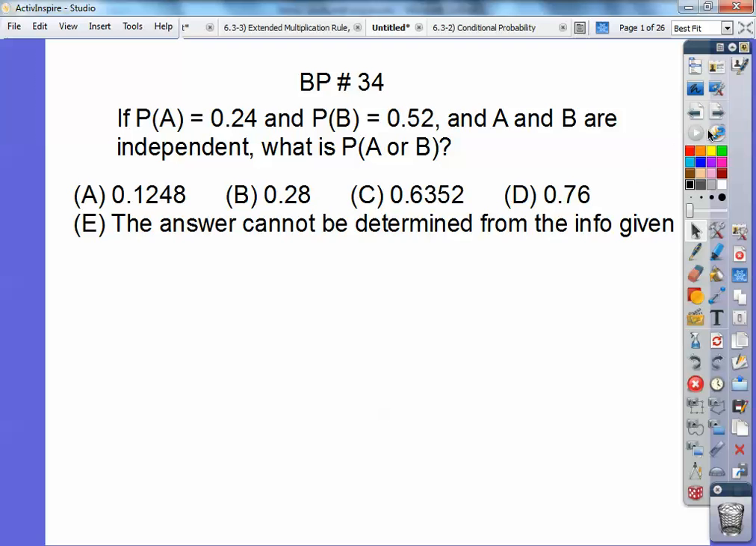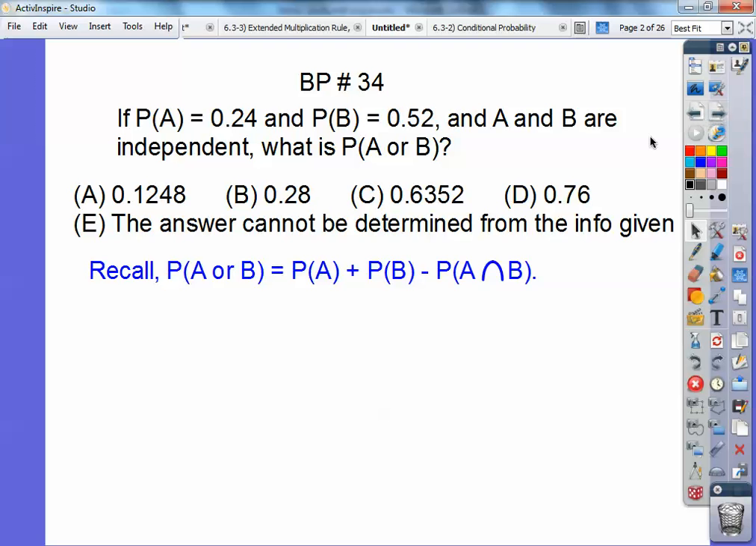And here's why, you guys. You remember this formula right here from a couple days ago, the probability of A or B? Remember, if the circles are overlapping, then that center part gets counted twice. So what we have to do is subtract off the intersection of the two.